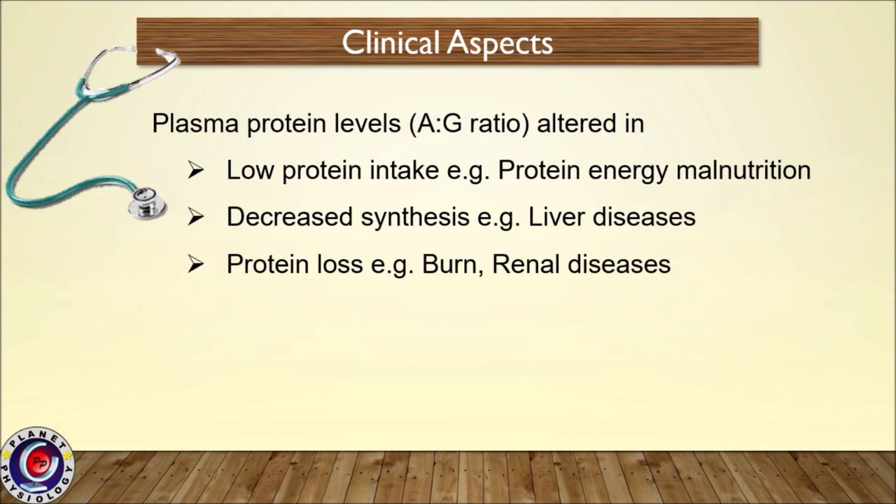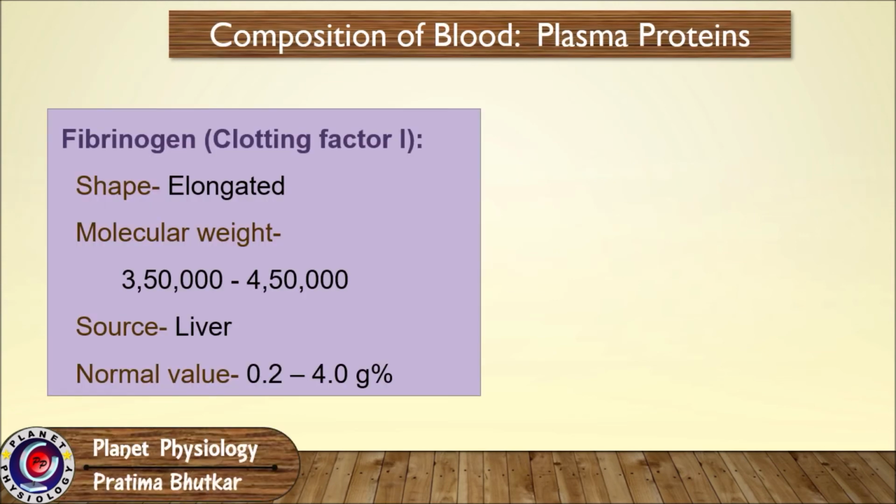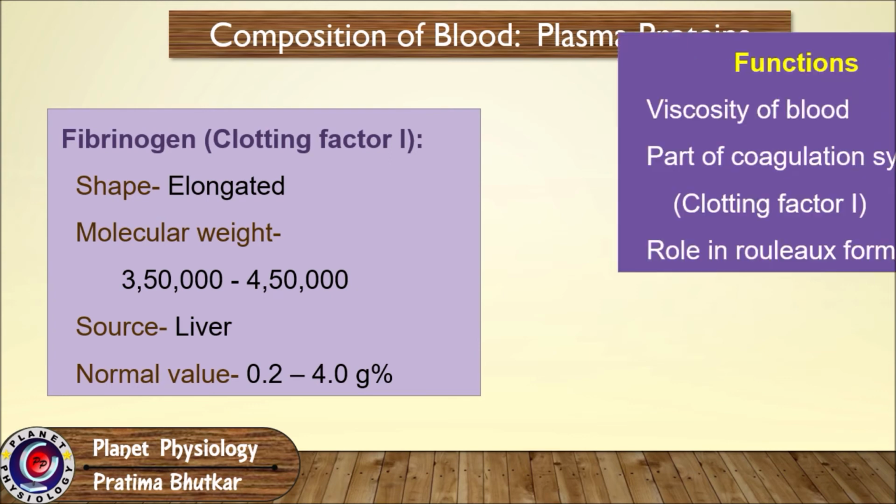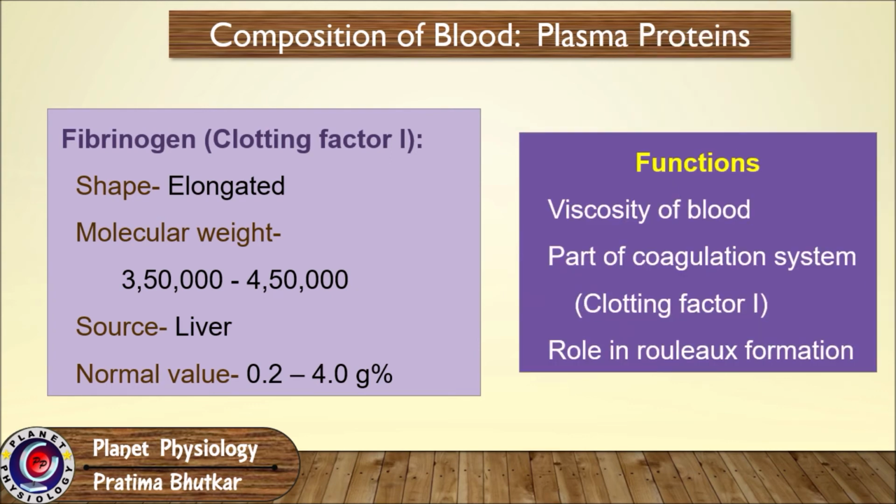The third type of plasma protein is fibrinogen, which is also called clotting factor 1. This is an elongated fibrous protein and its molecular weight ranges between 3.5 to 4.5 lakhs. It is synthesized in the liver, but its concentration is quite low, just 0.2 to 0.4 gram %. Because fibrinogen is an elongated molecule, it is responsible for offering viscosity to the blood.